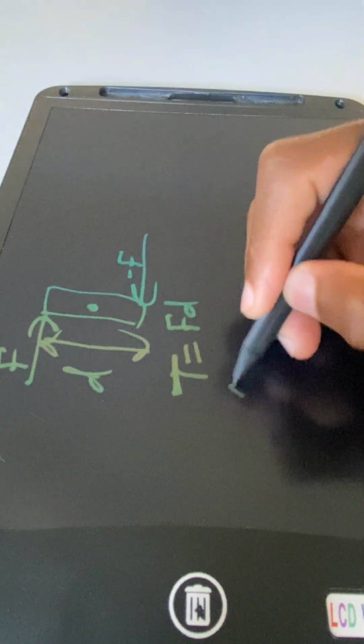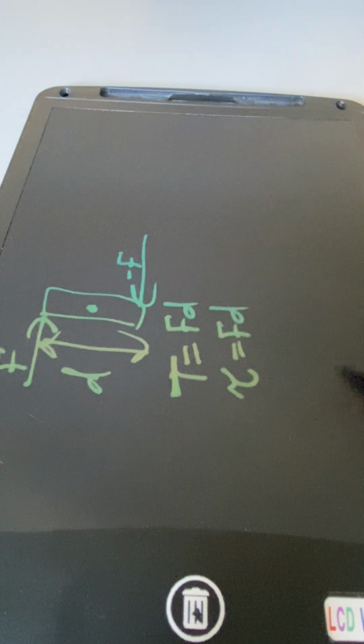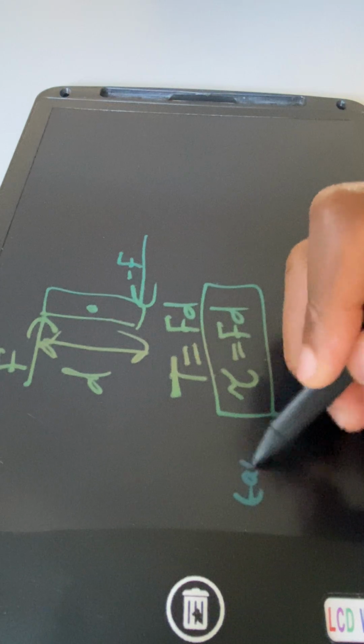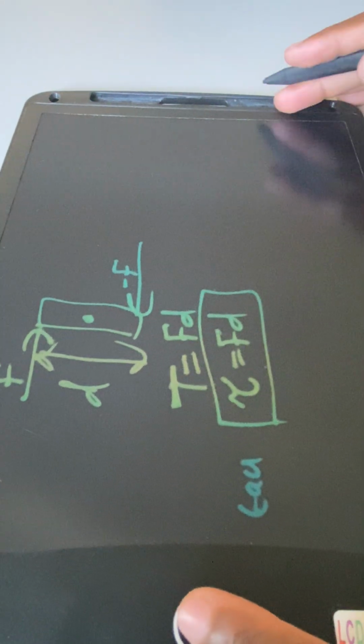Our torque, which means we're going to use tau, is going to be Ft in this case. Tau is a Greek letter that we're going to use now to represent the torque of our system.